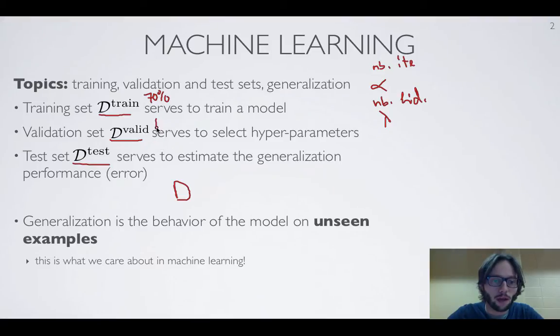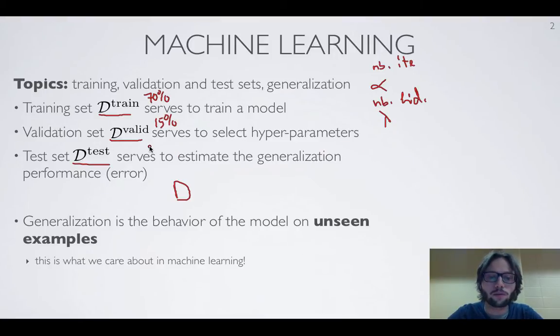Then we're going to have perhaps 15% of all of our data, which we'll put in something we call the validation set. And the validation set is going to be used to determine which hyperparameters, which values for number of iterations, alpha, number of hidden units, the regularization weight, are good values, correspond to a good performance on that set of data.